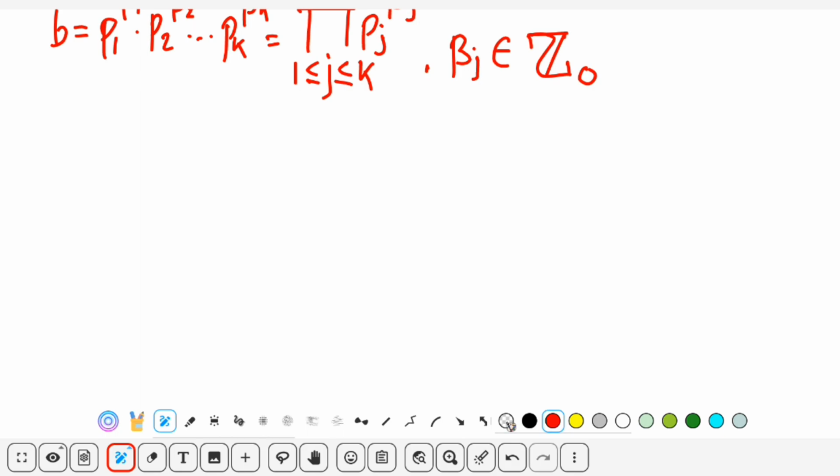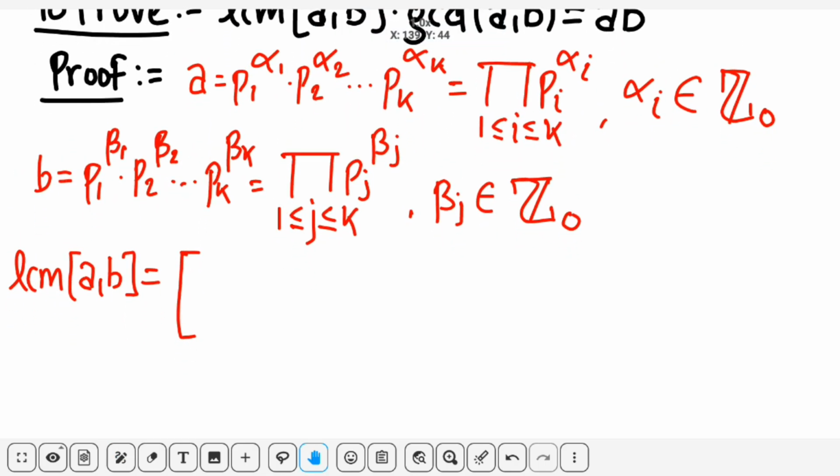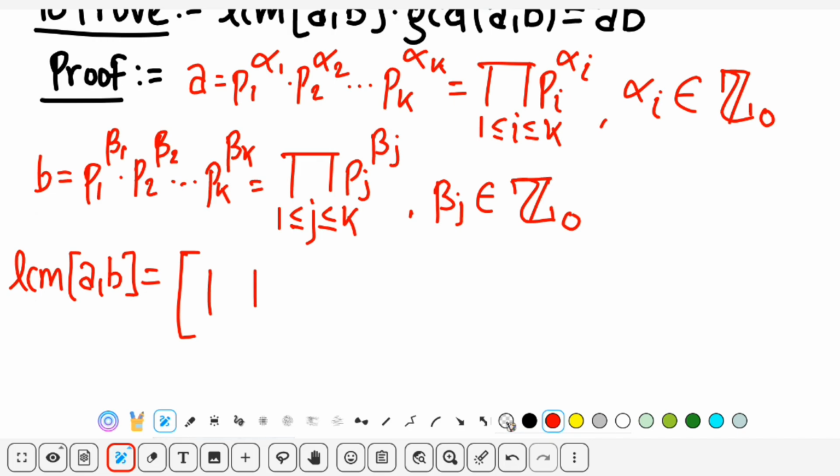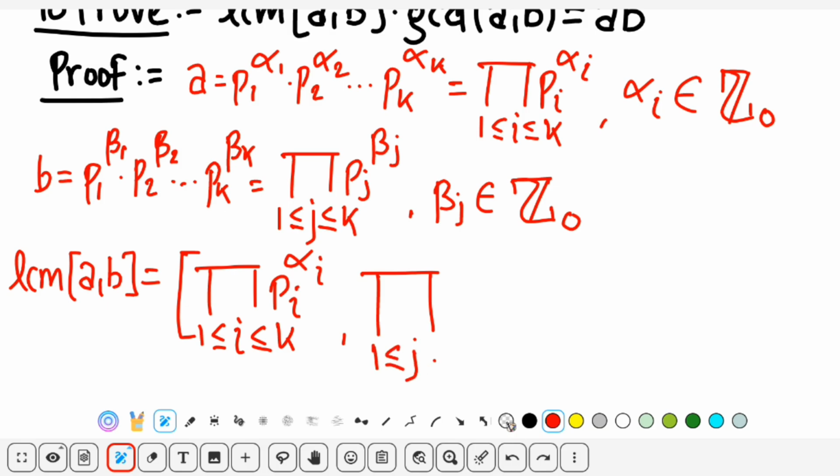Now let's find out the LCM of A and B first. So LCM of A comma B equals, wait a second, so A equals this thing: the product 1 less than equals to I less than equals to k Pi raised to the power alpha I, comma B equals the product 1 less than equals to j less than equals to k Pj raised to the power beta j.